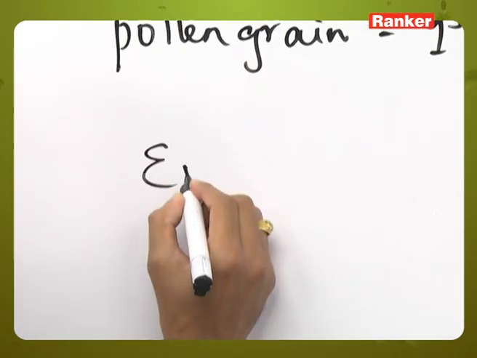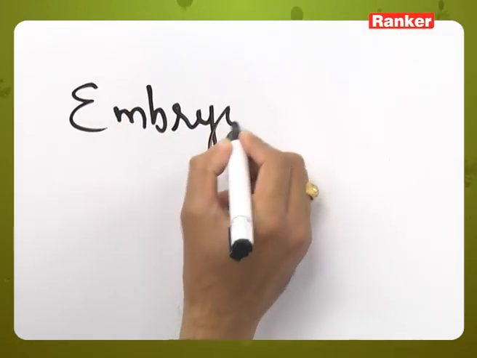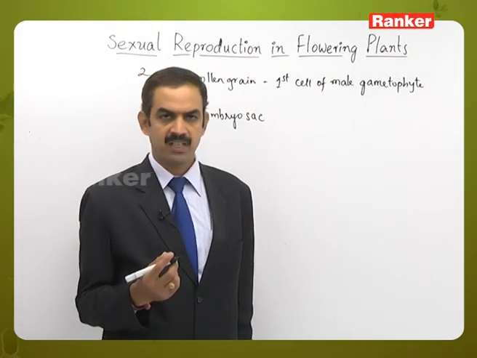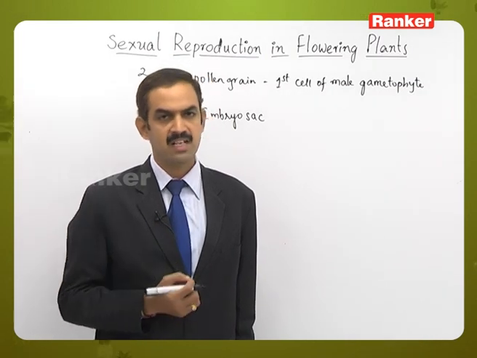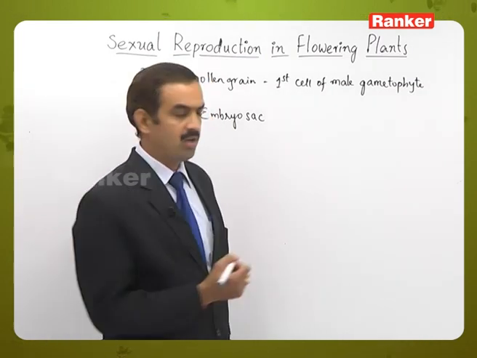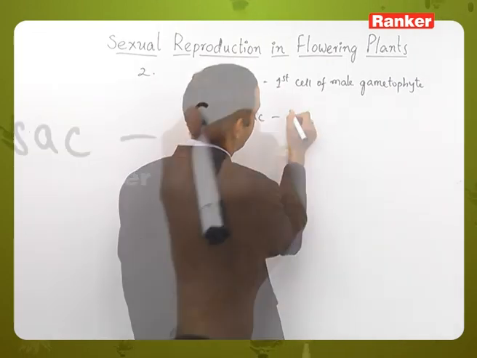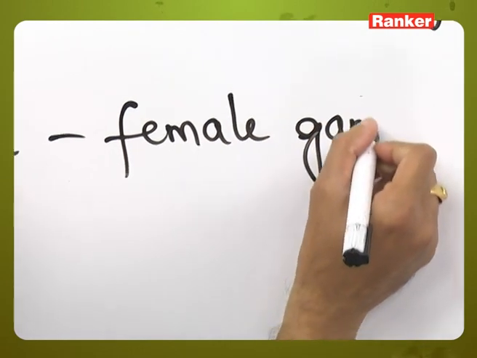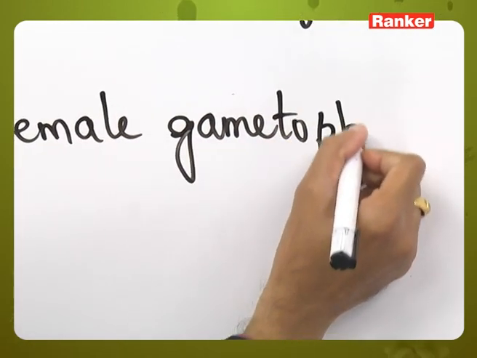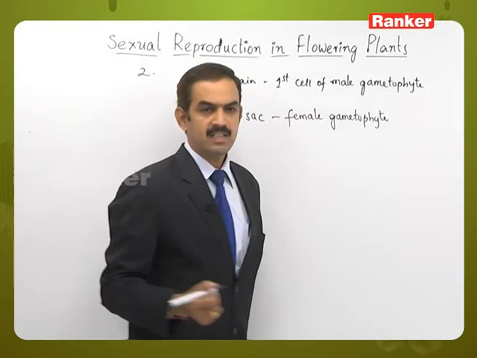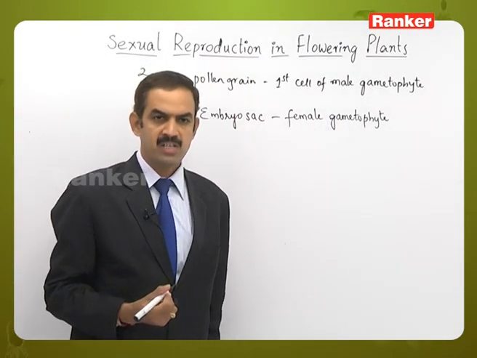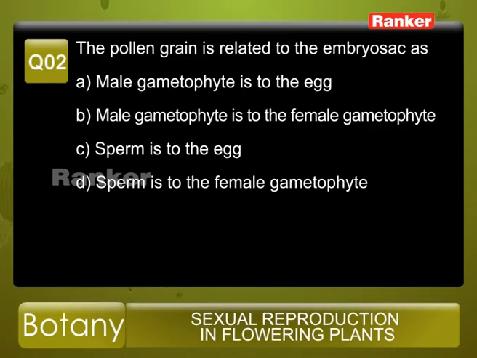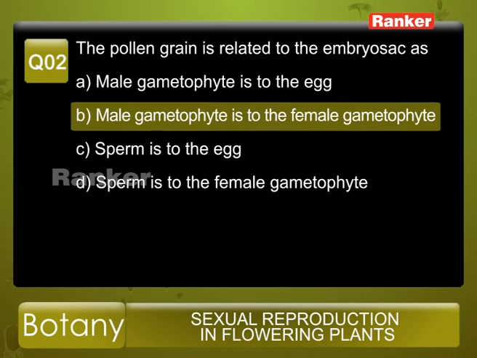And embryo sac, it is a part of female gametophyte, or we can say it is a structure which is present inside the ovule, and this is called a female gametophyte. That means the pollen grain is related to the embryo sac as male gametophyte to the female gametophyte. So from the given options, option B is the correct answer.